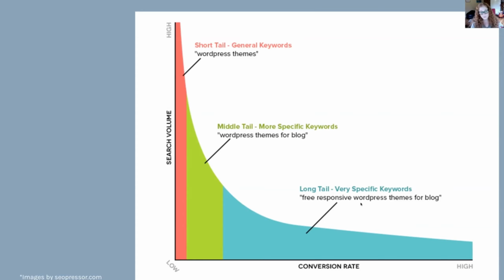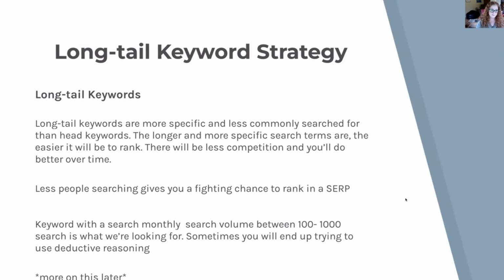Long tail over time converts better. And there's a great example, WordPress themes, that's short tail, right? That's a seed keyword. Middle or slightly long tail, right? WordPress themes for a blog, and then long tail, free responsive WordPress themes for a blog. Just more specific and fewer searches, but hopefully more conversions.